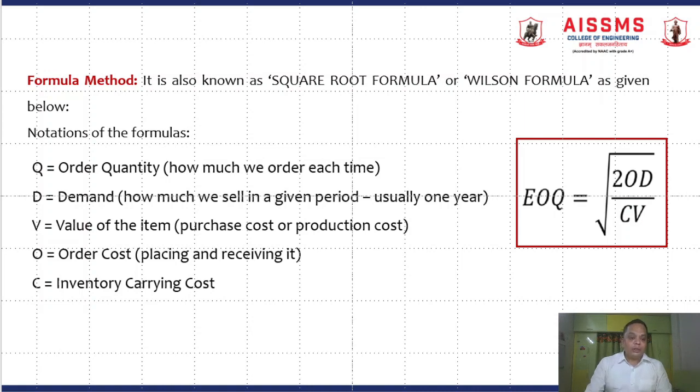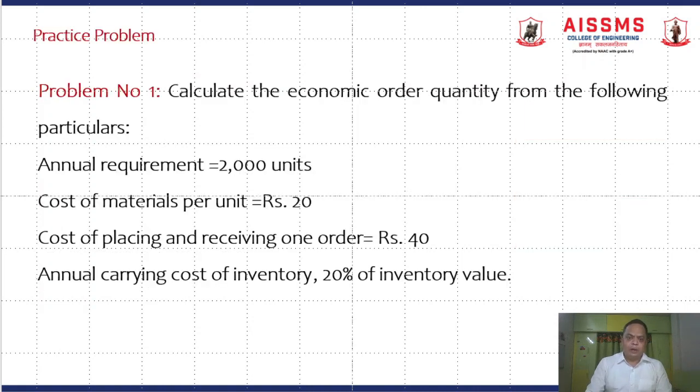We will try to understand it with the help of an example. In this example, they are asking us to calculate the economic order quantity from the following particulars. Annual requirement is 2000 units. Cost of material per unit is 20 rupees. Cost of placing and receiving one order, that is, per order, is 40 rupees. Annual carrying cost of inventory is given as a percentage: 20% of inventory value.